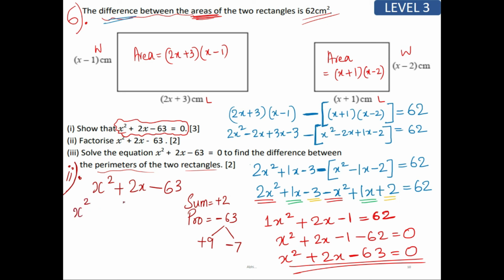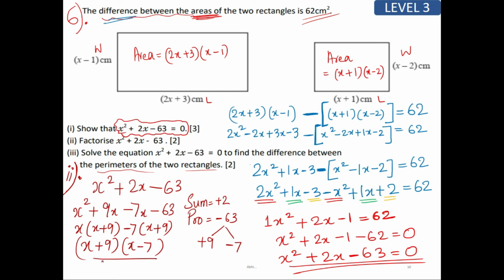So by splitting the middle term I can write this quadratic expression as x squared plus 9x minus 7x minus 63. Taking the common terms, minus 7 here and x plus 9. So x plus 9, x minus 7. This is the factorization or the factorized form of this quadratic expression.